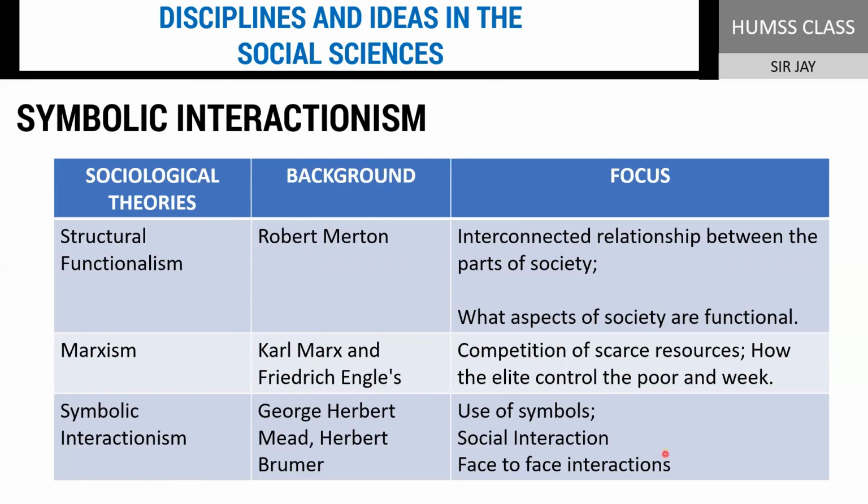For Marxism, we have Karl Marx and Friedrich Engels. The focus is on the competition for scarce resources and how the elite control the poor and the weak. And lastly, for symbolic interactionism, we have George Herbert Mead and Herbert Blumer. The focus is on the use of symbols, social interaction, and face-to-face interactions.